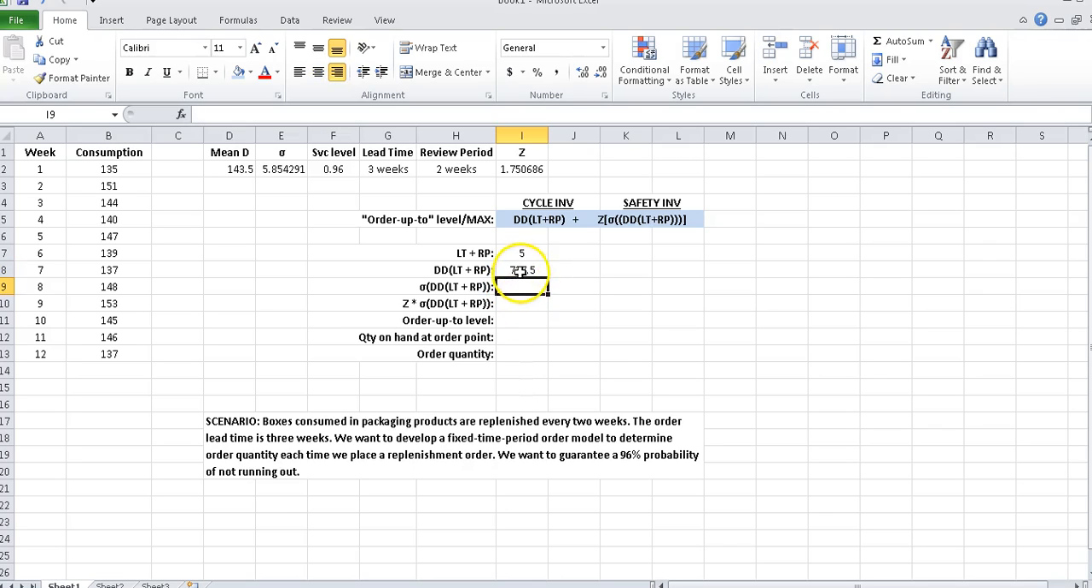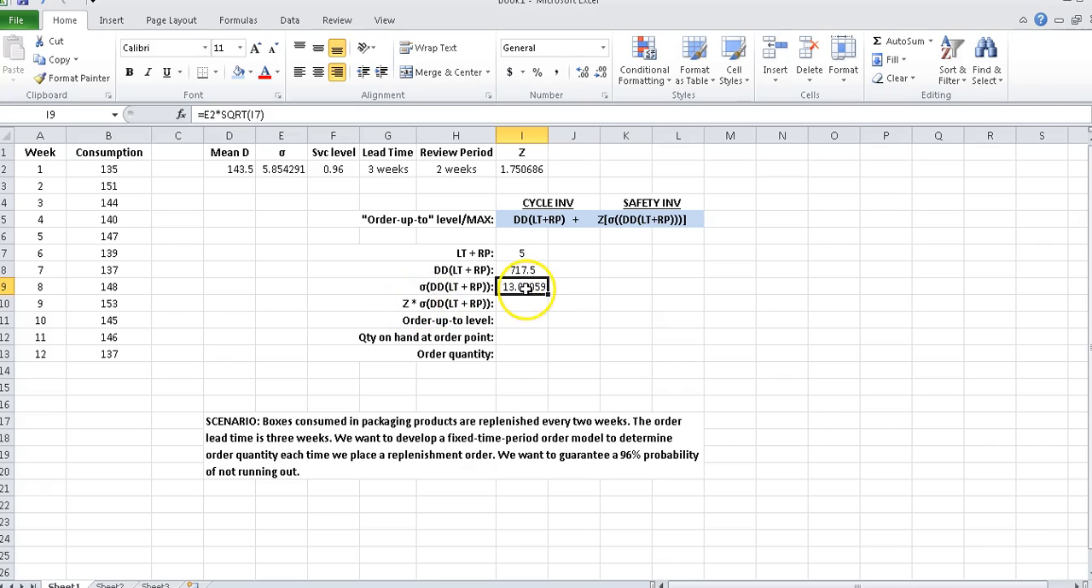Then we need to figure out, all right, that's the mean, what is the standard deviation? And the standard deviation will be the standard deviation of weekly demand times the square root of the number of time periods or weeks. So we'll always use the number of time periods, we'll use the square root, and that will give us the standard deviation of demand over a 5-week period.